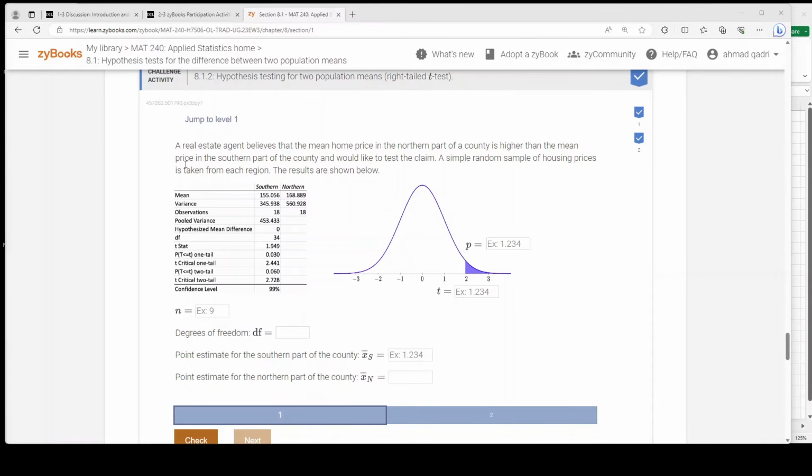This is challenge activity 8.1.2. This is about hypothesis testing for two population means. And this time we have a right tail t-test.